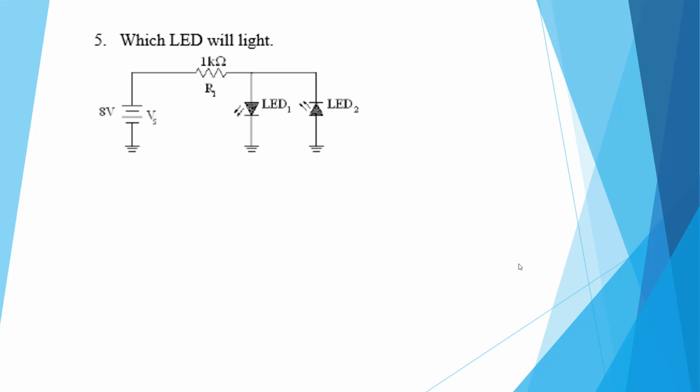Okay, it is asking us which of the LEDs will light. We're going to look at the LED which is forward biased, which would be LED 1. So LED 1 would be the one that's lit. The other LED is reverse biased, so it won't light.